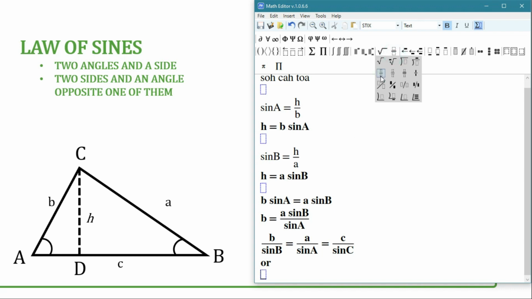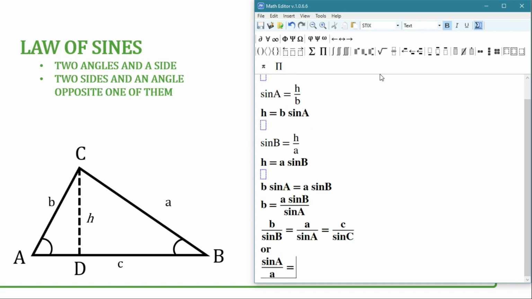We can actually have the sine of a. Sige, gawin na natin. I-alphabetize na lang natin. Sine of a over a equals sine of b over b equals sine of c over c. So this is what the law of sines tells us. Okay? That the sine of the angle is proportional to its opposite side.